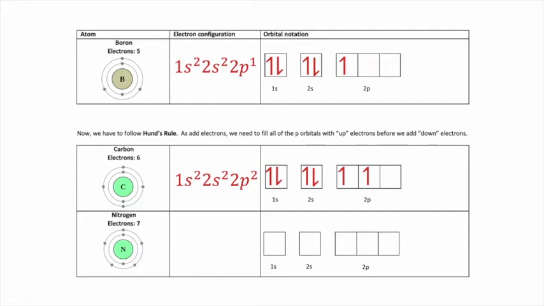Let's go on to nitrogen with 7 electrons. Our electron configuration is 1s2, 2s2, 2p3. Our orbital notation has 2 electrons in the 1s, 2 electrons in the 2s orbital, but our 3 p orbitals each have 1 electron, and the spins are all pointing up.